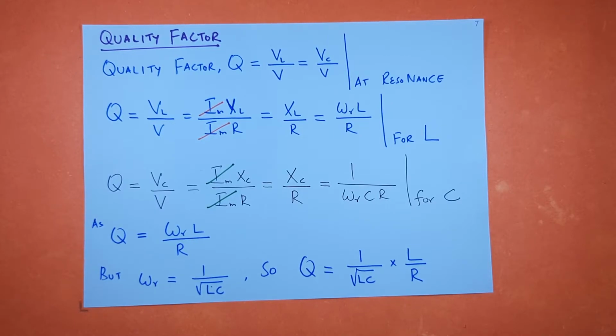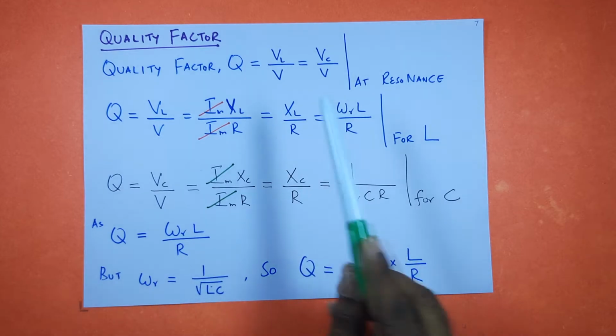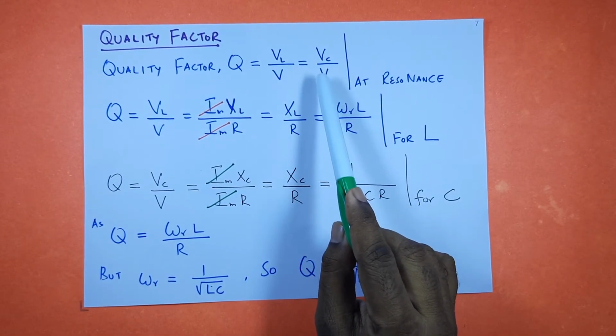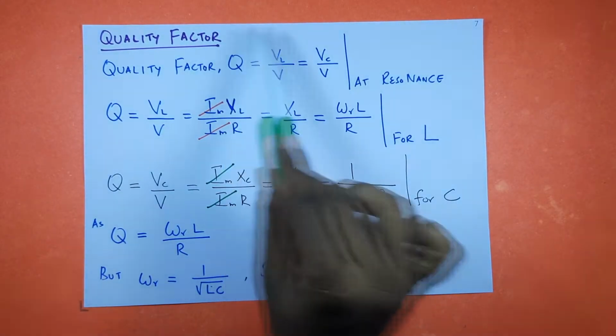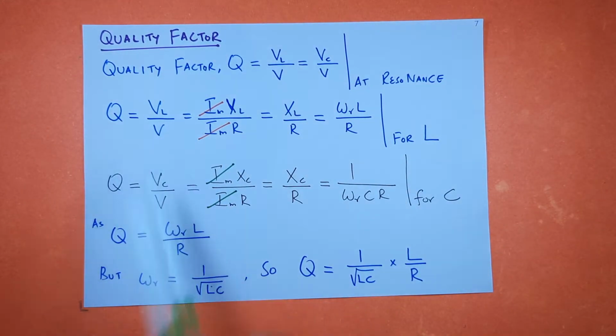Similarly, VC by V is capacitor voltage to the applied voltage. VL by V. Both are equal definitions. Quality factor Q equal to VL by V. Also it is equal to VC by V at resonance. Now I will take this Q equal to VL divided by V.